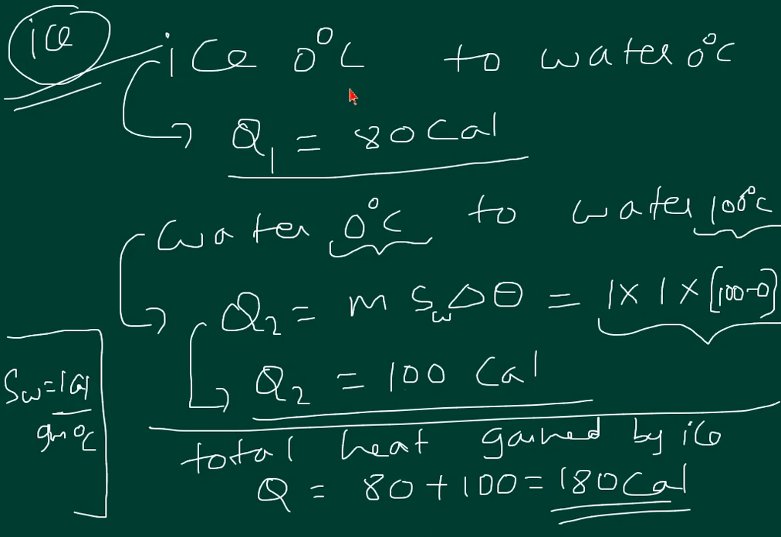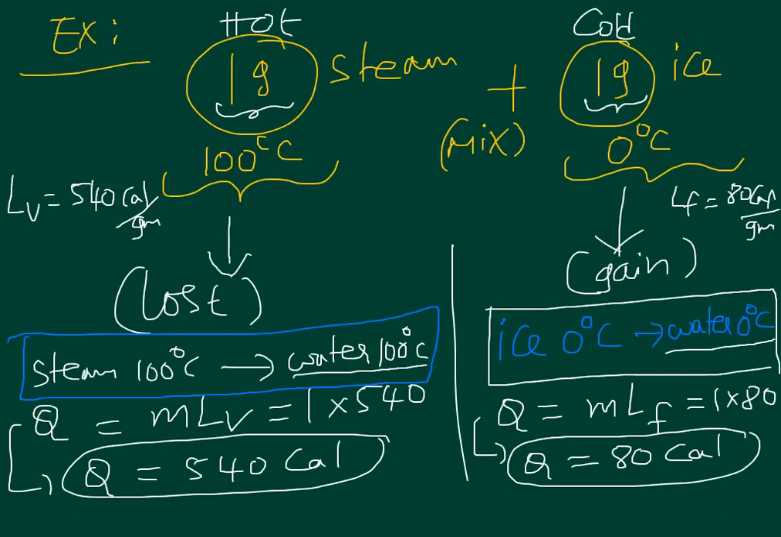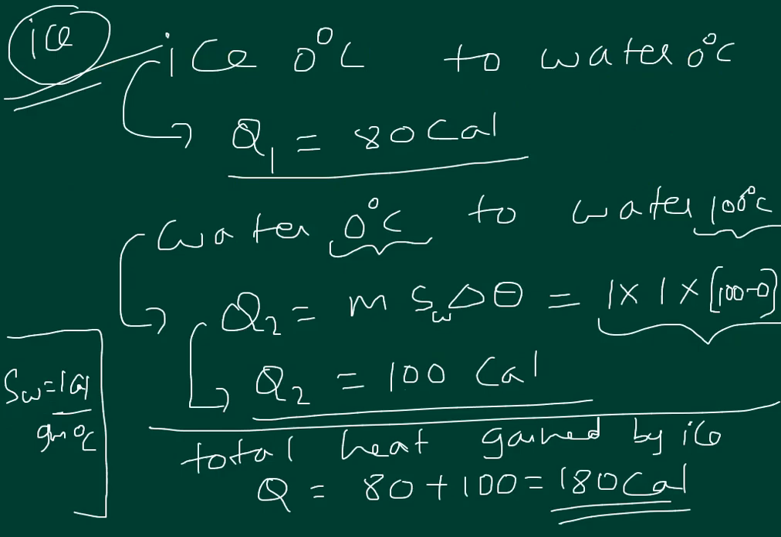Now, to bring ice at 0 degrees to water at 100 degrees centigrade, how much total heat is required? 180 calories. Once they reach 100 degrees centigrade, the steam at 100 has reached water at 100. Now we are able to make ice at 0 to water at 100 by providing 180.